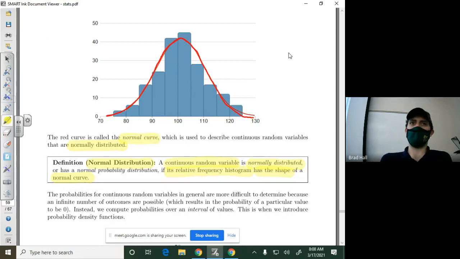It's more difficult to find the probability for a specific continuous random variable in general, because it's continuous, there are technically an infinite number of outcomes. The book gives a really good example of this.